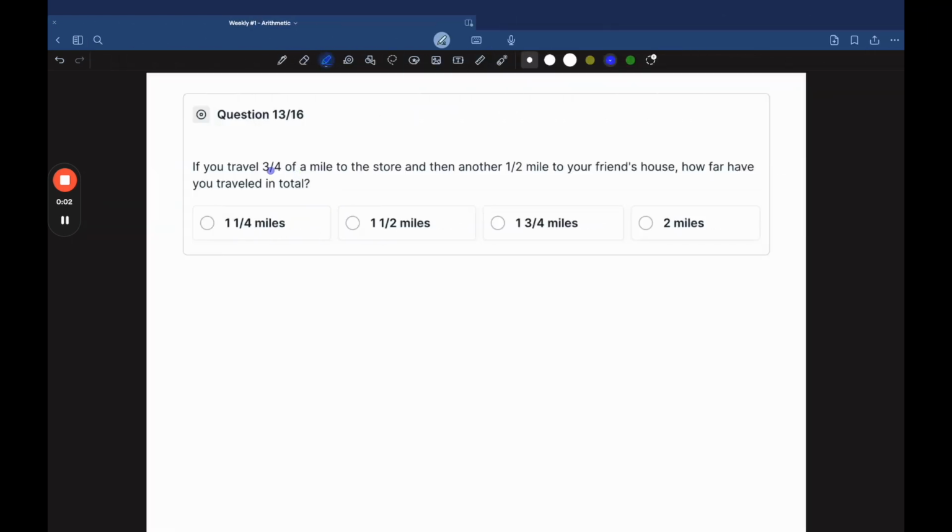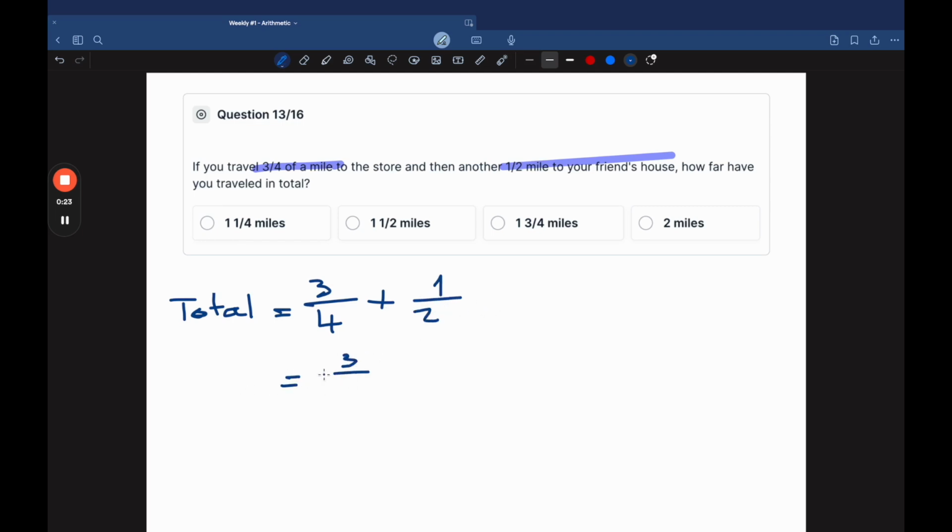Question 13. Step 1. Identify the problem. If you travel 3/4 of a mile to the store, and then another 1/2 mile to your friend's house, we need to find out how far you have traveled in total. Step 2. Convert to a common denominator. To add the fractions 3/4 and 1/2, first convert 1/2 to a fraction with a common denominator with 3/4. The common denominator of 4 and 2 is 4. 1/2 is equivalent to 2/4.